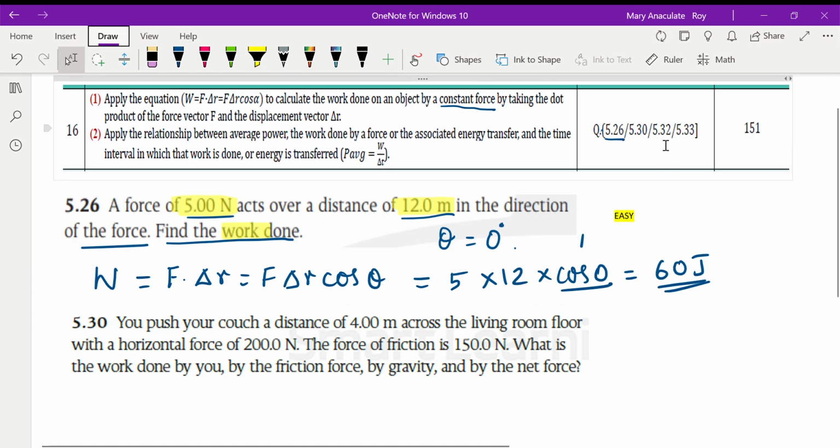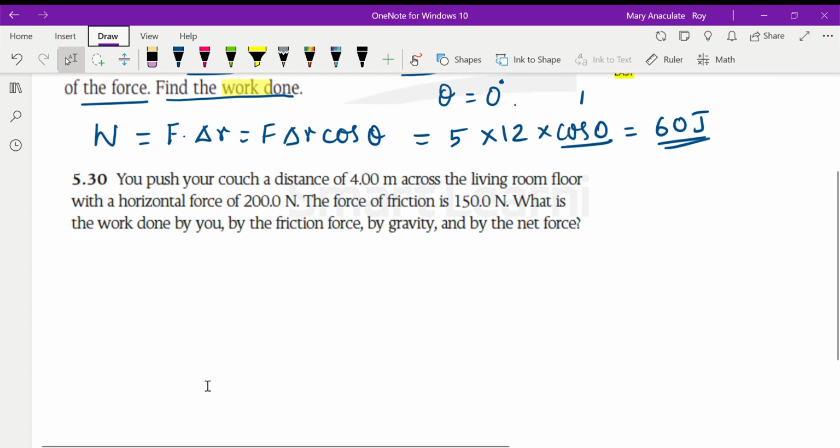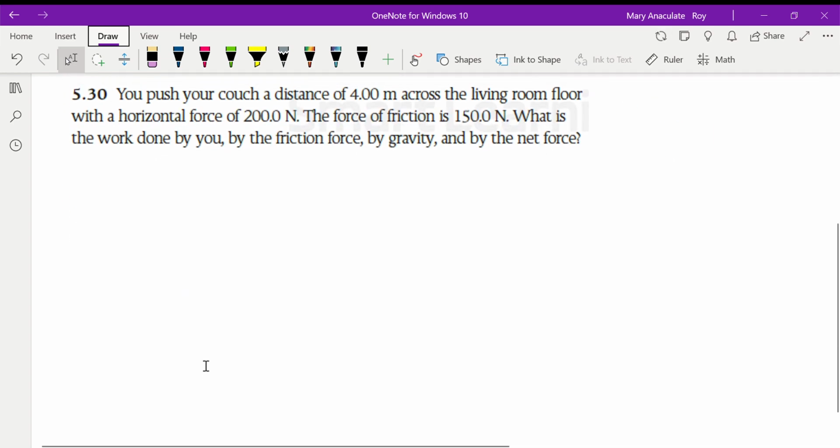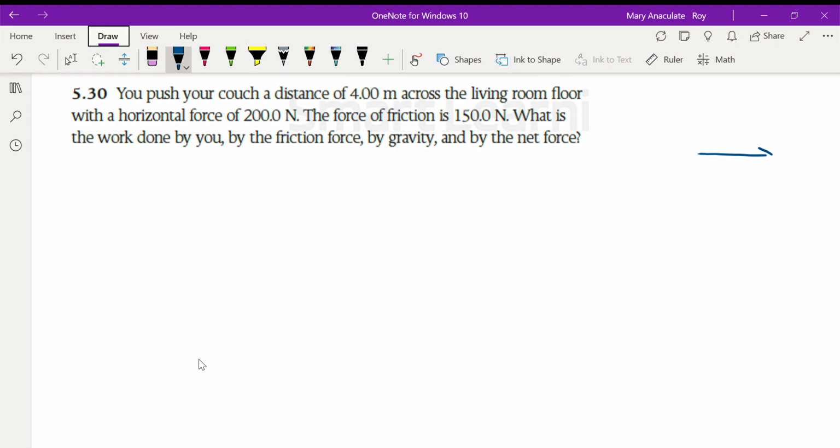The second question, that's 5.30, from again descriptor 16 or learning outcome 16, is this. So I've already placed it. You can pause the video and read the question. It says, you push your couch a distance of 4 meters across the living room floor with a horizontal force of 200 newtons. So here a small sketch would help you to understand the question. It is pushed through a distance of 4 meters and the applied force is 200 newtons.